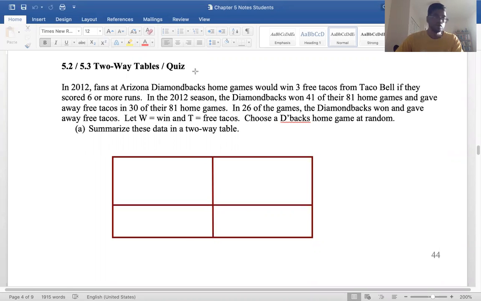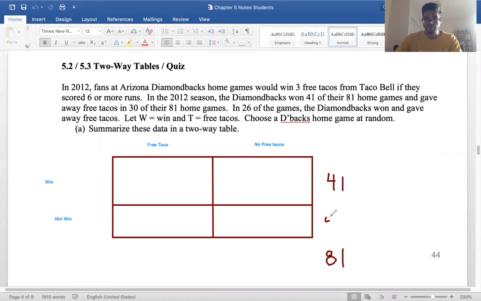Okay, and so now we have win, not win, free taco, no free tacos. And we can just read the problem and fill this out. So if we won a total of 41 of the home games, I can put a 41 on the outside here. And there's a total of 81 in the very bottom corner. So the outside represents your total. It's called your marginal distribution, which we're going to talk about. And you can fill this in.